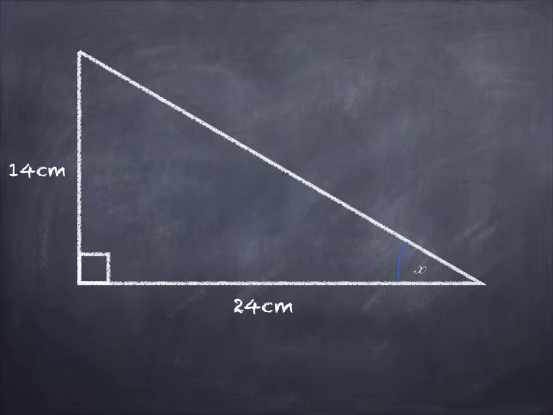First step, label the sides. So we have the side that is opposite the right angle, sorry, is the hypotenuse. We have the side that is opposite our angle, is the opposite. And the side that is touching and next to our angle is the adjacent. So, next step is, which two do we have? We have the adjacent and we have the opposite.